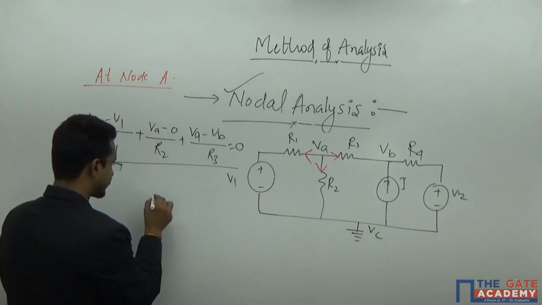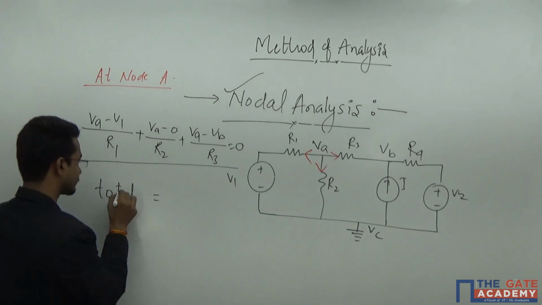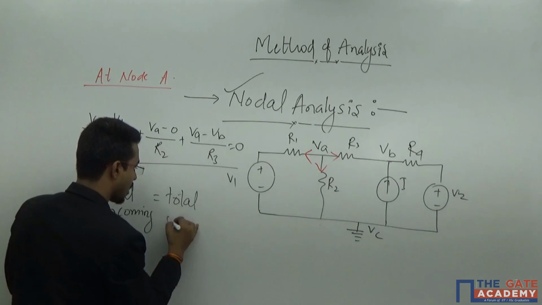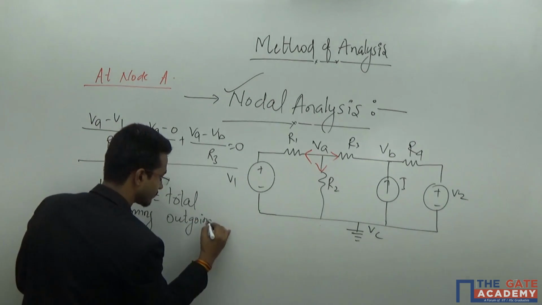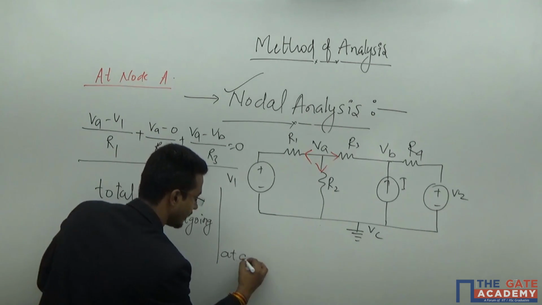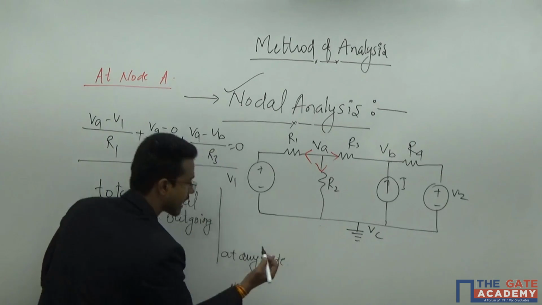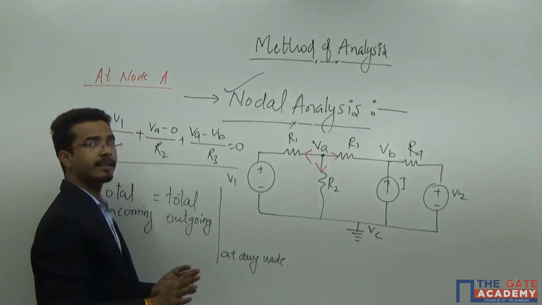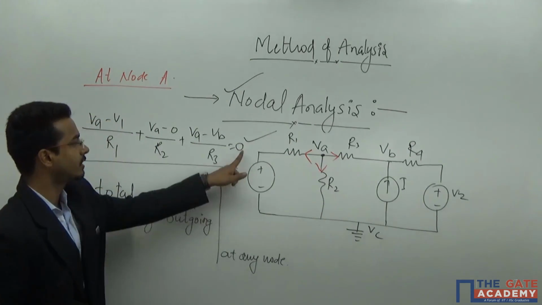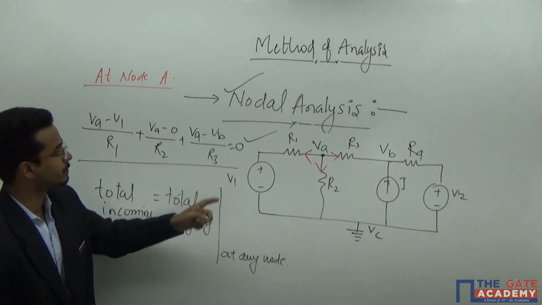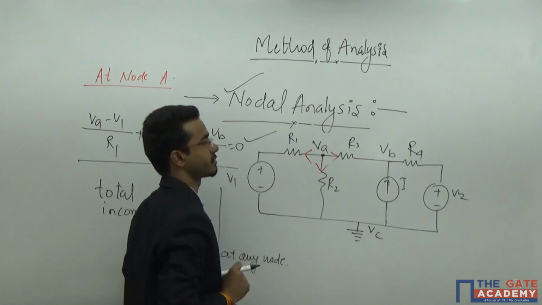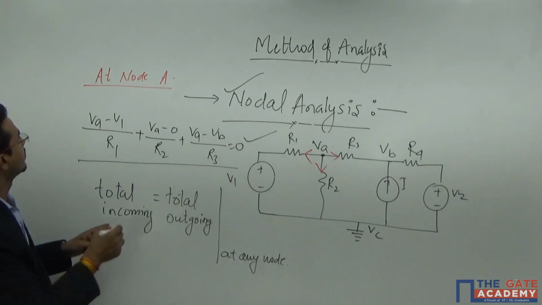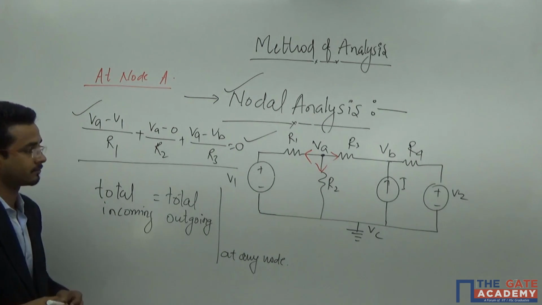That means I will write down the total incoming current is equal to the total outgoing current at any node. Here I am concentrating only on this node VA. Three currents are outgoing and no current is coming. That is why on the incoming side we write 0 and on the outgoing side we write 3 terms, because one branch is this, the second branch is this, and the third branch is this. That means we have written the equation only at node A.